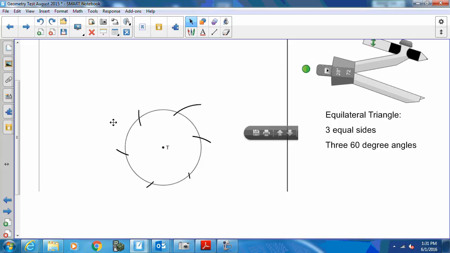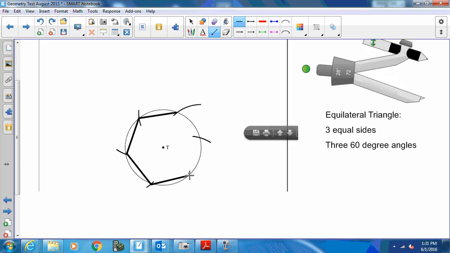Now you have to connect the lines or use your straight edge. What you want to do is connect every other intersection point. So you don't want to connect them all to each other. If you were to connect them all to each other, hopefully you understand you'd end up with a hexagon. Right? Remember, a six-sided figure, but we don't want that.